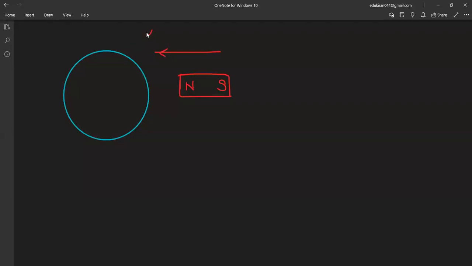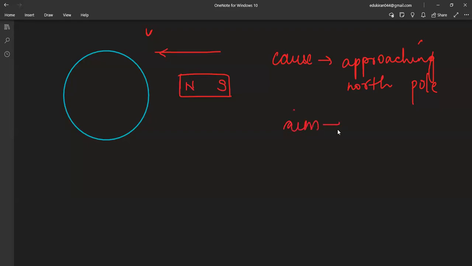Now see, induced current will be produced. What is the cause of this induced current that will be produced? Cause is the approaching north pole. Now, what is the aim? What did I tell you? It will oppose its cause, that is, repel the north pole.